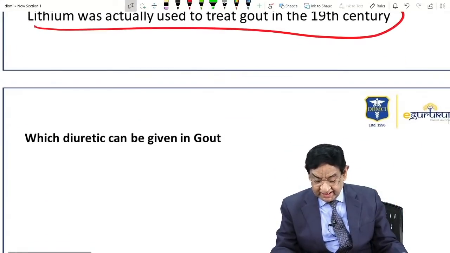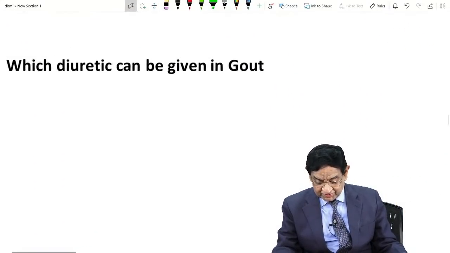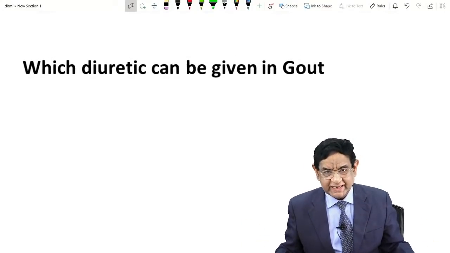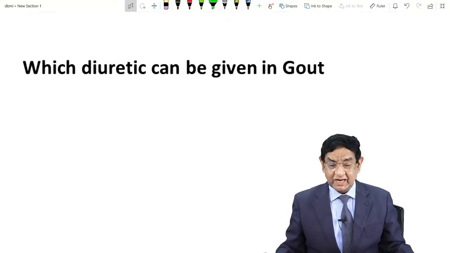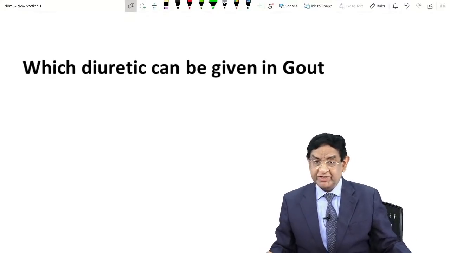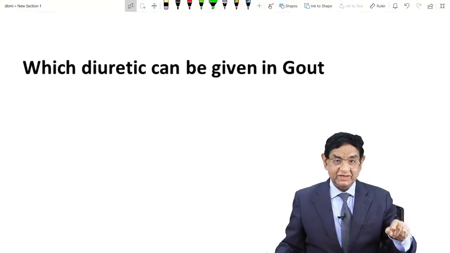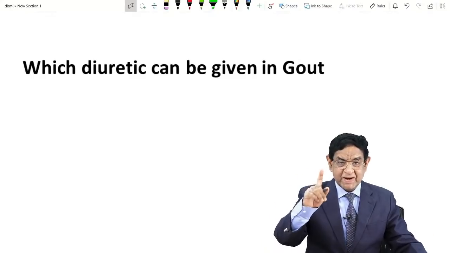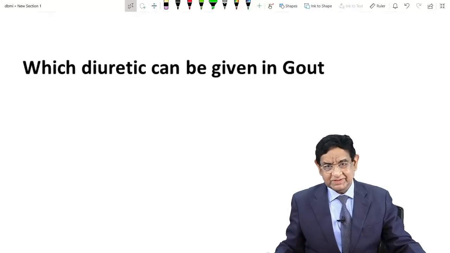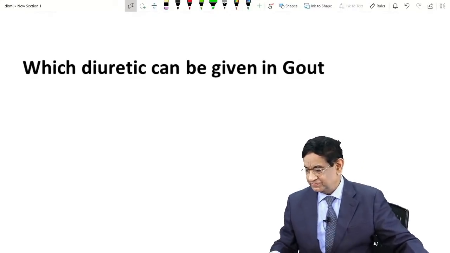But now I have a gold medal question for you. I generally said that we don't use any diuretic in case of gout. But suppose there is one patient of gout to whom you want to give a diuretic. Which diuretic can you give? Write down the answer. It's a gold medal question. Gold medal top rank question is this. Quickly write down.